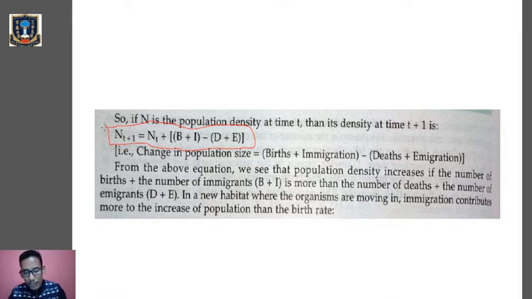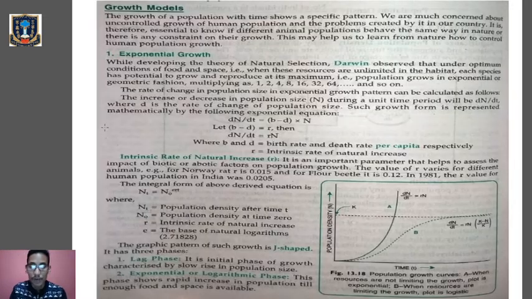So if in a new habitat the organisms are moving in, then immigration will contribute to the increase in the population size. So B plus I has to be more than D plus E if the population density or size needs to increase. But if D plus E is more than B plus I, then the population size will decrease. So these are the four factors: B means birth rate, I means immigration, D means death rate, which is mortality, and E means emigration. These four factors will generally affect the population size, density, or growth. Clear?